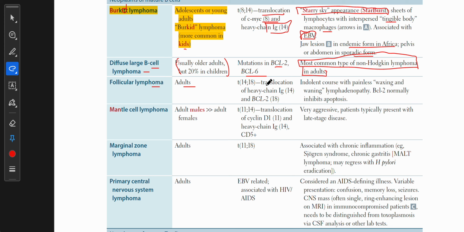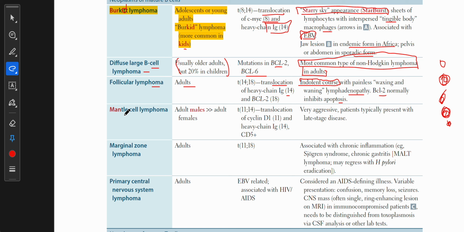Another type is follicular lymphoma. It occurs in adults. The translocation of heavy chain immunoglobulin 14 and BCL2 on 18 is done. This has an indolent course, which is a very slow course, with painless waxing and waning lymphadenopathy. Waxing and waning is that, suppose this is a lymph node, there is lymphadenopathy and swelling of lymph nodes in one stage, then again the lymph nodes get small, then again they get large, which is waxing, and again they get small, which is waning. That is waxing and waning lymphadenopathy. BCL2 normally inhibits apoptosis.